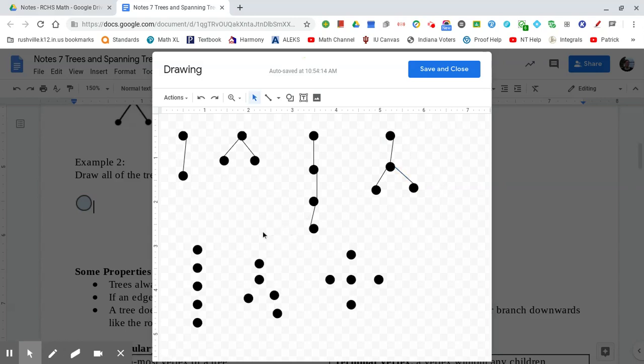All right, let's look at five vertices now. So let's continue it in the straight line pattern. All right, so this vertex is degree 1, this vertex is degree 2, this vertex is degree 2, and this vertex is degree 2, and this vertex is degree 1.